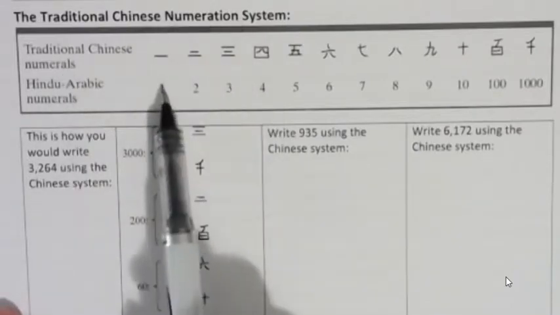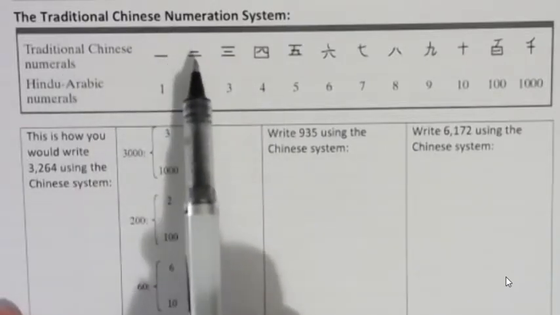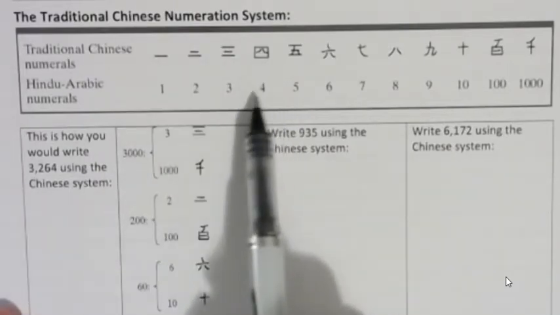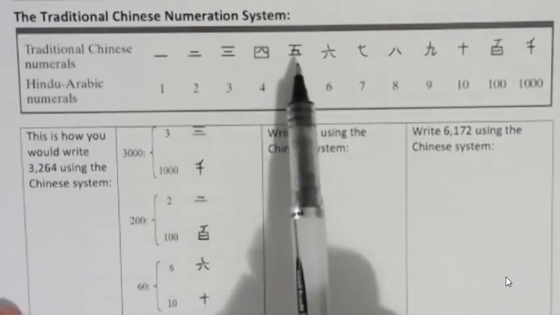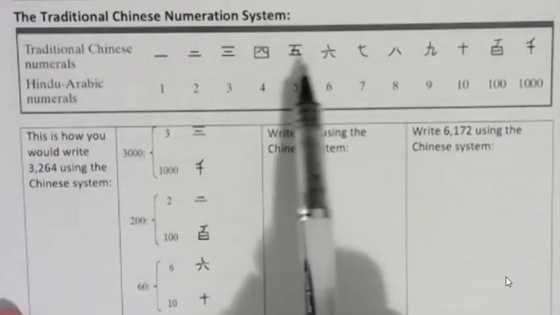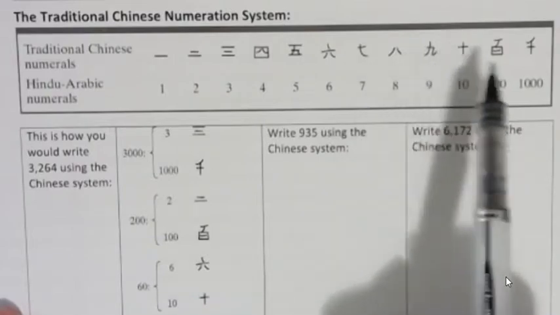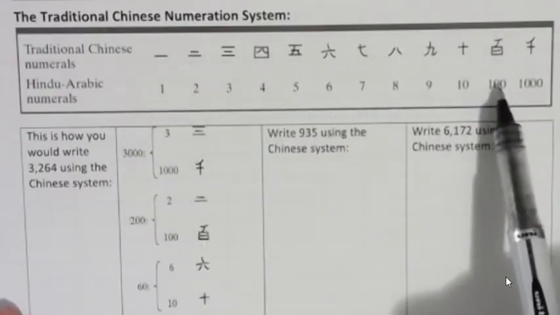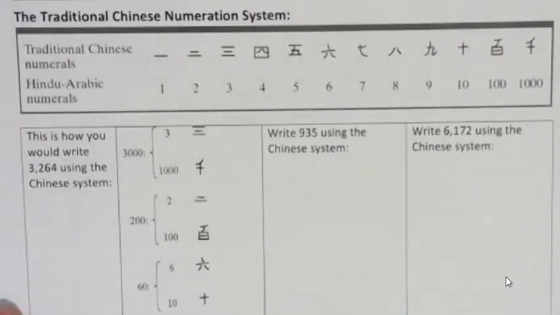So 1 is a slash mark, 2 is a smaller over a larger hash mark, 3 has 2 large with 1 in the middle, and then we start to get into symbols that are a little harder to describe. 4, 5, 6, 7, 8, 9, 10. So they have a symbol for all the first 10. Then we have a symbol for 100 and a symbol for 1,000. And I'm sure it went further than that, but these are the ones that I'm talking about.